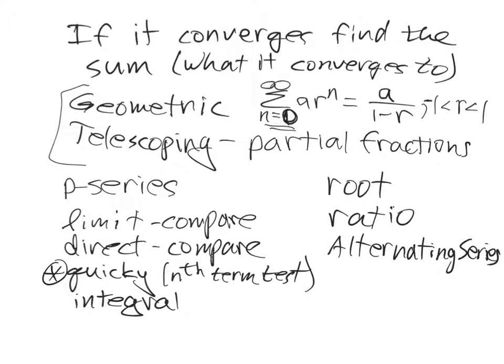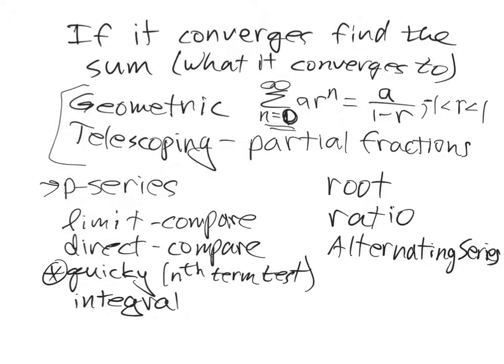The problem with the quickie test, or the nth term test: if the limit equals 0, it doesn't tell us anything. But if it's equal to something other than 0, it diverges and we're done. So that's a quick one. Well, that's why he calls it quickie. Also, the p-series: if you recognize it is in the p-series form, that's a very quick and easy one to figure out.